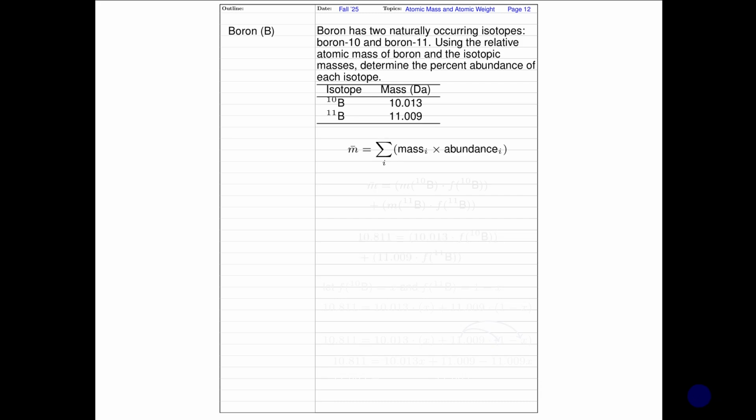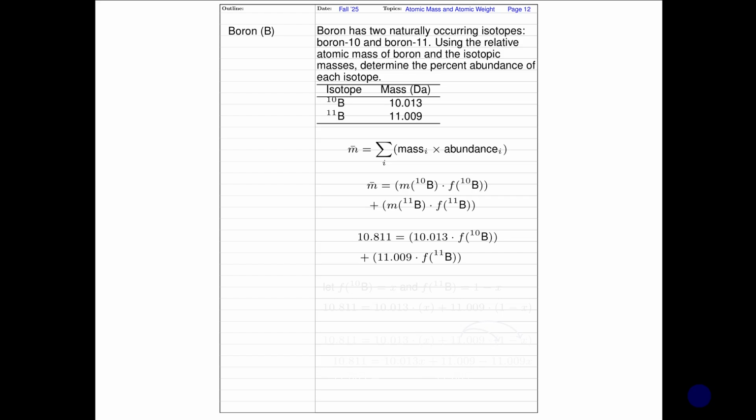Now let's start by using the atomic weight equation as a kind of roadmap to see what information we need or what we need to do. We know that we have the atomic weight, or the relative atomic mass of boron. The atomic weight is what is given on the periodic table. We also know that we've been given the atomic masses of both isotopes of boron. So we need the percent or the fractional abundance of each isotope.